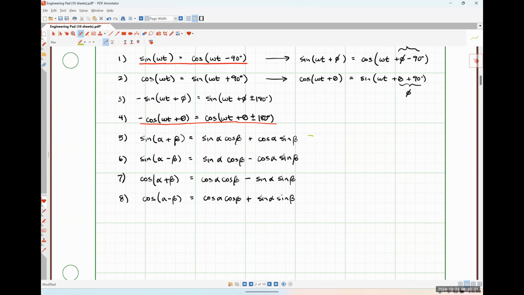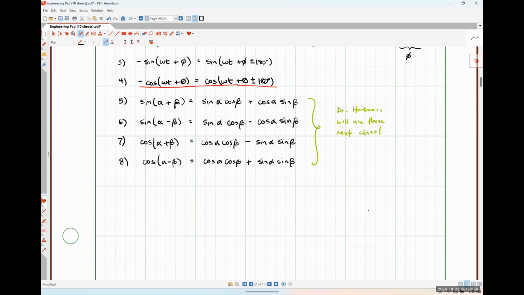So I'm just going to put a bracket here and say, Dr. Hartman will use these next class. I do not expect you to know them. Realistically, you can use them for your homework assignments and stuff like that, but my goal is to show you a better, much more simplified way than getting through all of these terrible trig identities. So I will punish myself to prove to you that using trig is a terrible idea. All right, two more and then we're done.